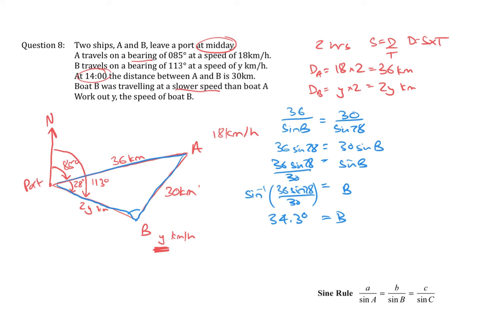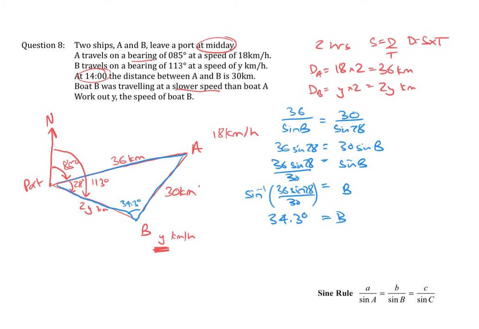So that's the angle here I have at B, 34.3 degrees. But stop. Let's check the question. It told me very clearly that boat B was travelling at a slower speed than A. That means this distance must be less than this distance, which means the sketch is kind of correct, because this angle here is going to be obtuse. It's going to be bigger than 90. But I've worked it out to be 34.3. That would give me an angle, if I redid my sketch, that comes down here somewhere. Well, clearly that's not right. So we have a problem.